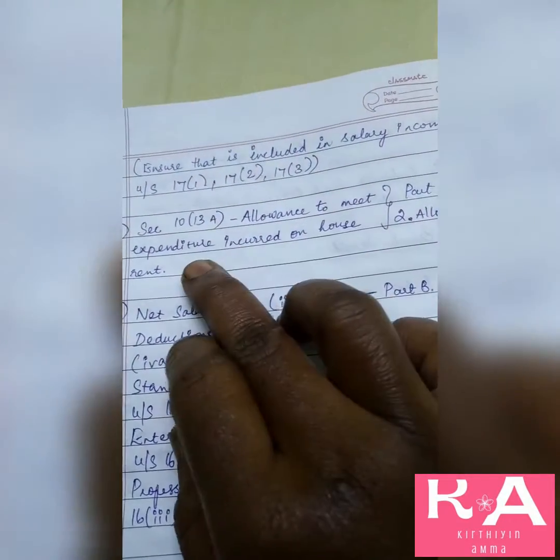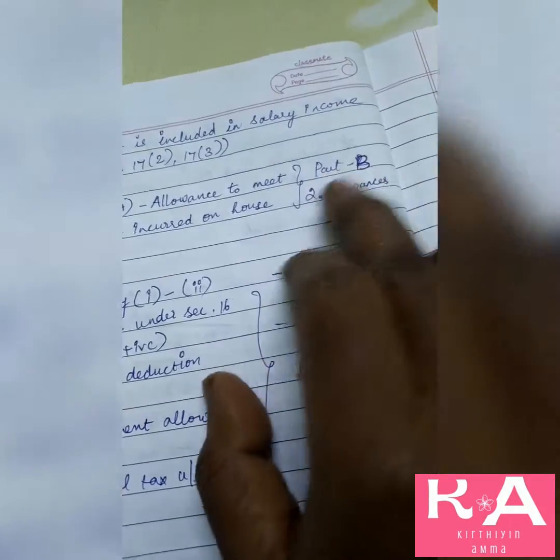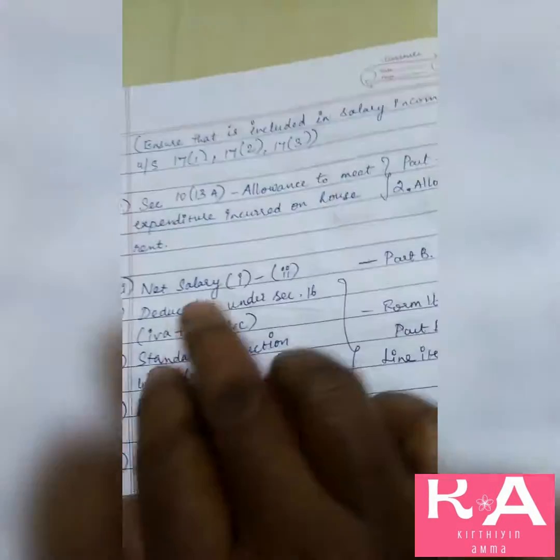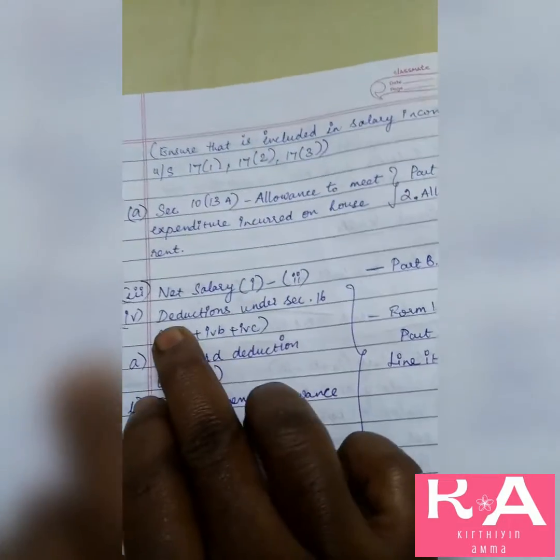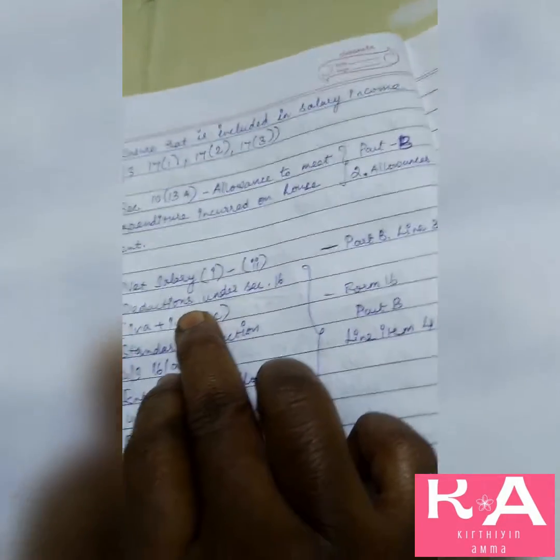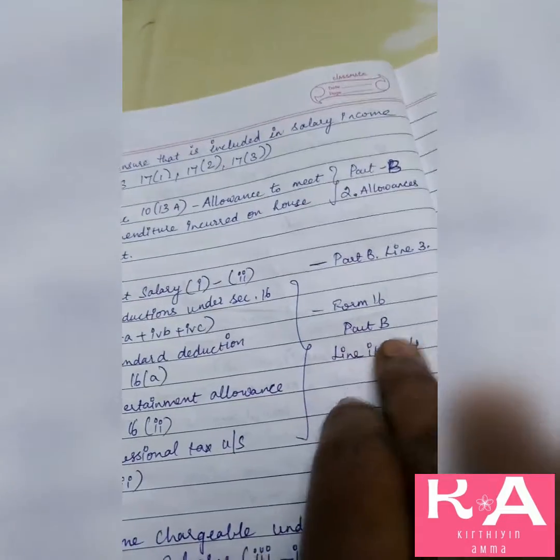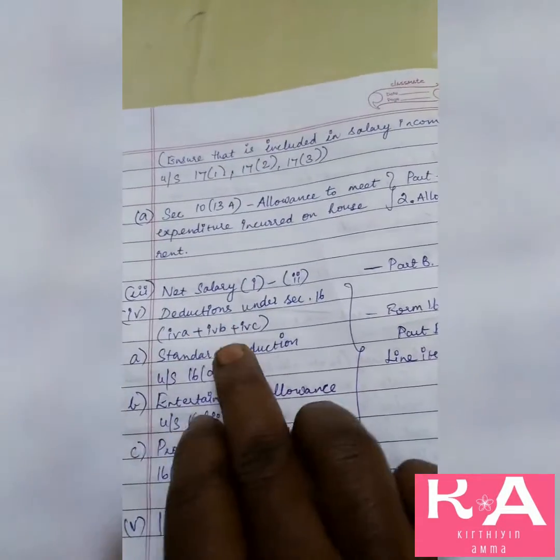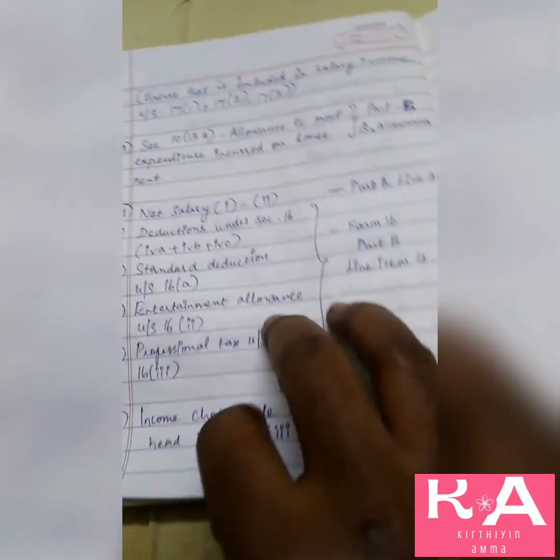Allowances to meet expenditure incurred on house rent will be available in Part B, number 2 line item, allowances. Net salary, Part B, line 3. Then come the deductions. All these deductions you will have under Part B, line item 4: standard deduction, entertainment allowance, professional tax.